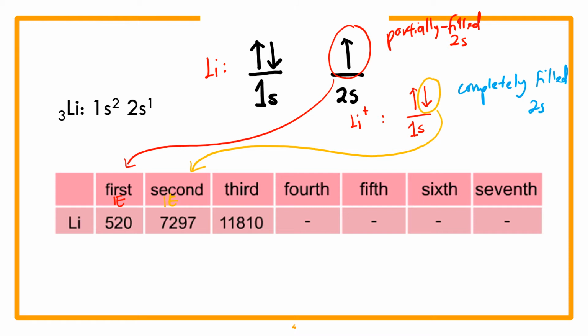Completely filled 2s orbital. So stable tak completely filled? Yes, stable. So bila stable, susah or mudah nak buang this second electron? Jawapannya adalah a bit harder. Okay, susah sedikit. So bila susah sedikit, so more energy will be required to remove the second electron.